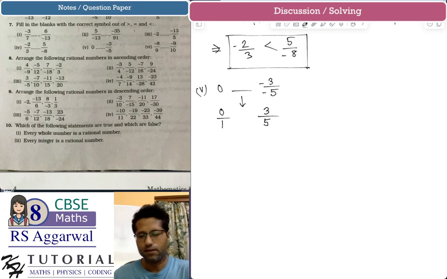Now we see that 3 by 5 is a positive rational number, and 0 by 1 is 0. So definitely 0 is less than 3 by 5.